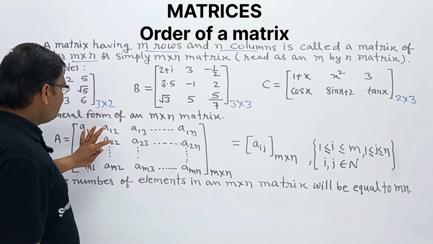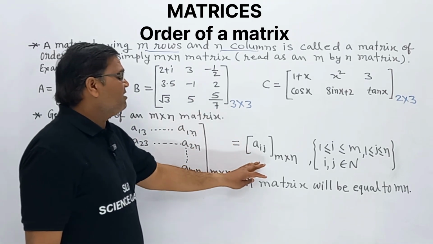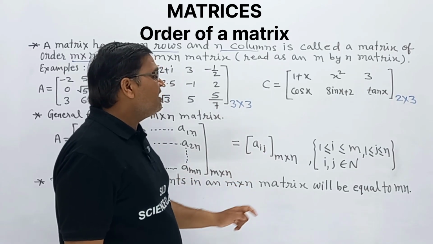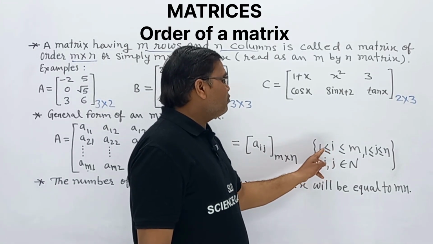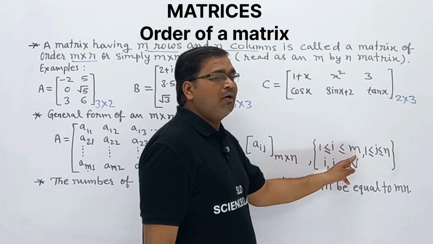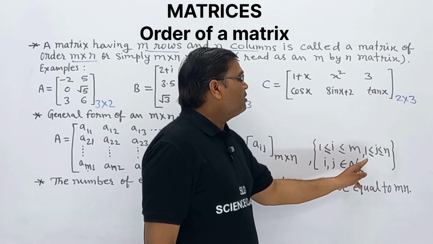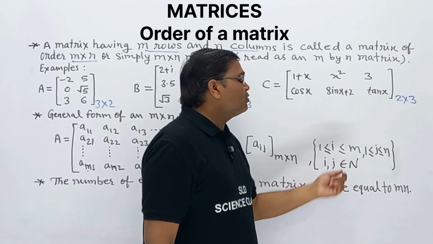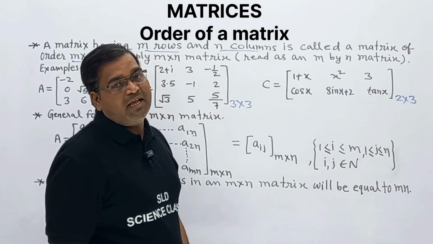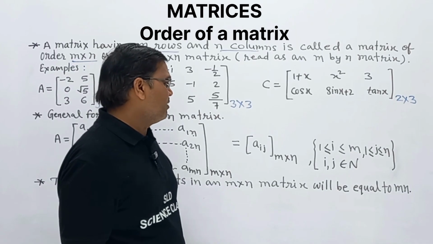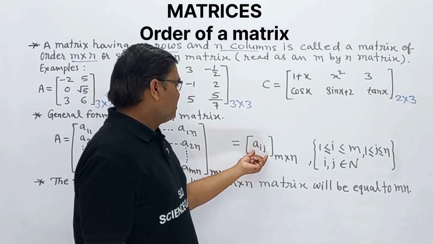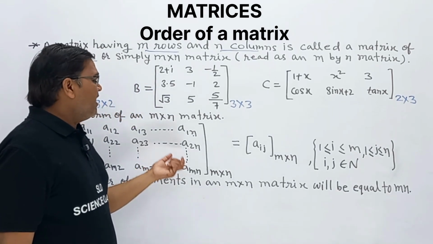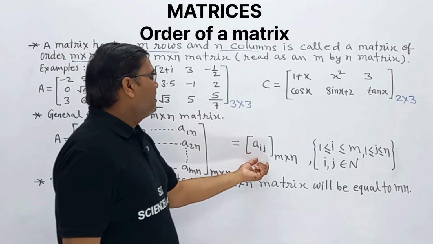Clear? This can be written like this: aij, where the value of i is greater than or equal to 1 and less than or equal to m, and the value of j is greater than or equal to 1 and less than or equal to n. And i and j both belong to natural numbers.